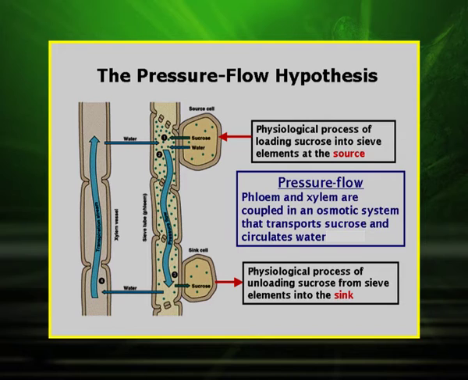So, to conclude, we can see the pressure flow hypothesis, that is, looking into the following figure, the physiological process of loading sucrose into sieve element at the source. The pressure flow, phloem and xylem are coupled in an osmotic system that transports sucrose and circulates water, and the physiological process of unloading sucrose from sieve element into the sink.